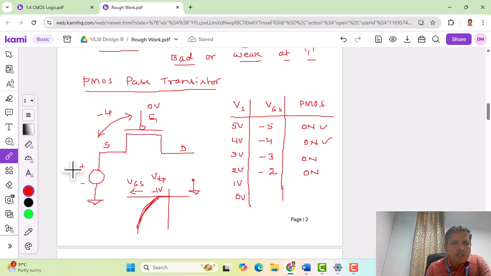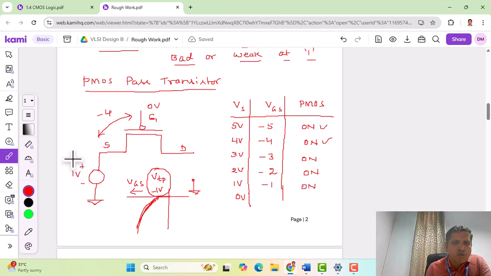When 1 volt is applied at the source, VG minus VS becomes minus 1 volt. So we are exactly at the threshold of PMOS. As we can see here, the threshold of PMOS is minus 1 volt. So now it is on the edge between on and off. A small decrease in the source voltage will make the PMOS transistor turn off.